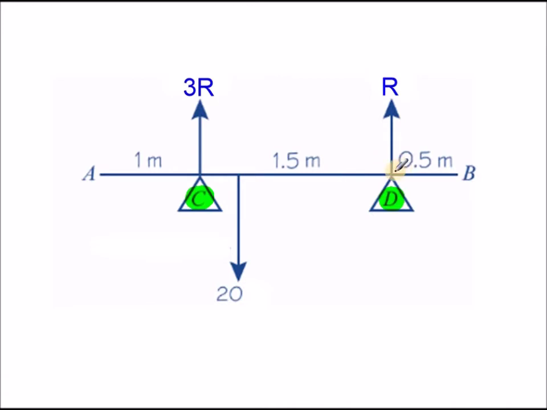So there is a normal reaction force at the supports D and C. The normal reaction at C is 3 times the normal reaction at D. So that's given. Find X.